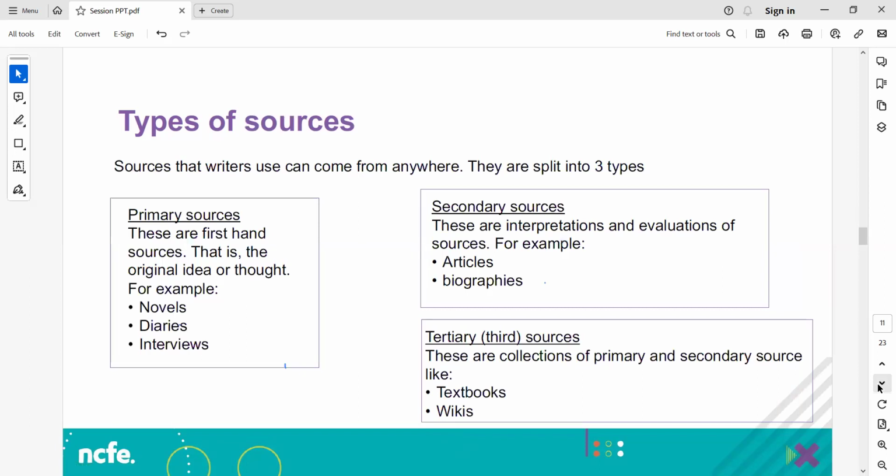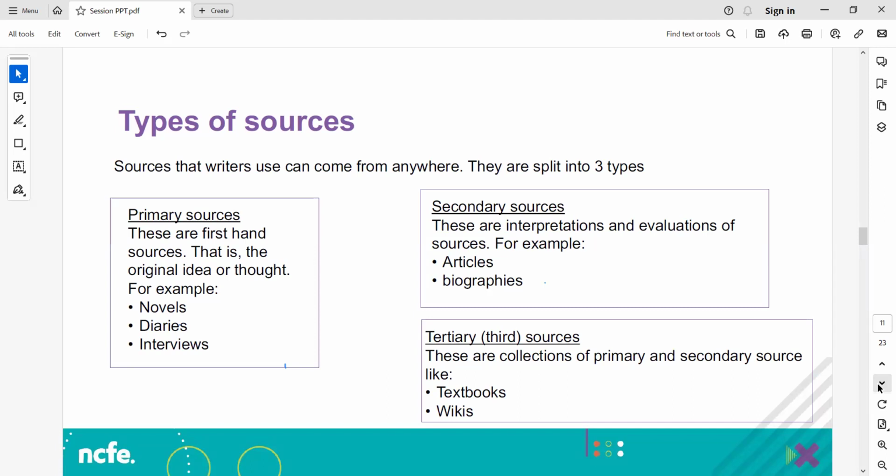So, types of sources. A writer can use a source from anywhere to inform the text they are writing. And they're split into three types. And we've got some examples here of those three types of sources. So, a primary source is a first-hand source. So it's the original idea or thought.